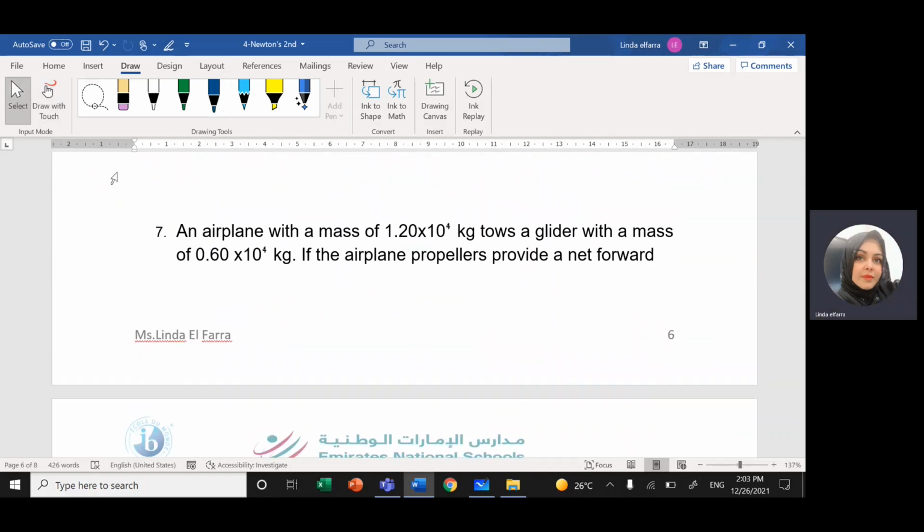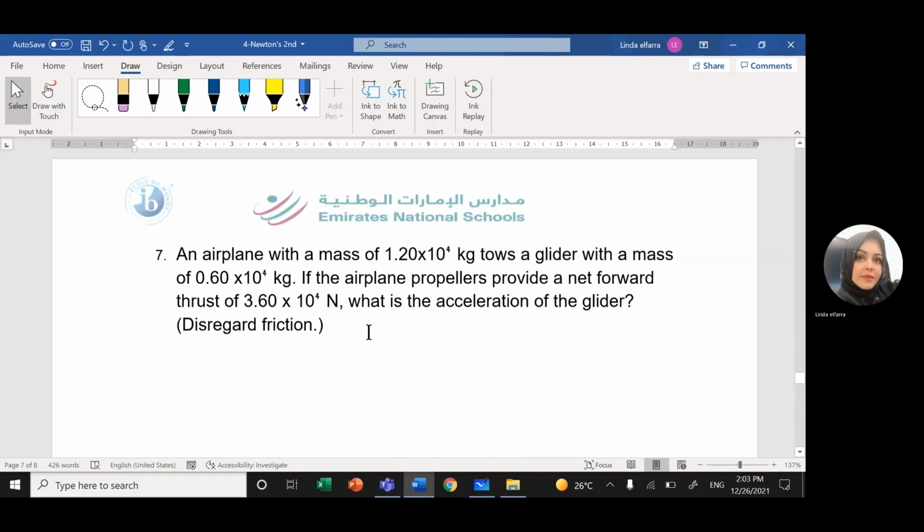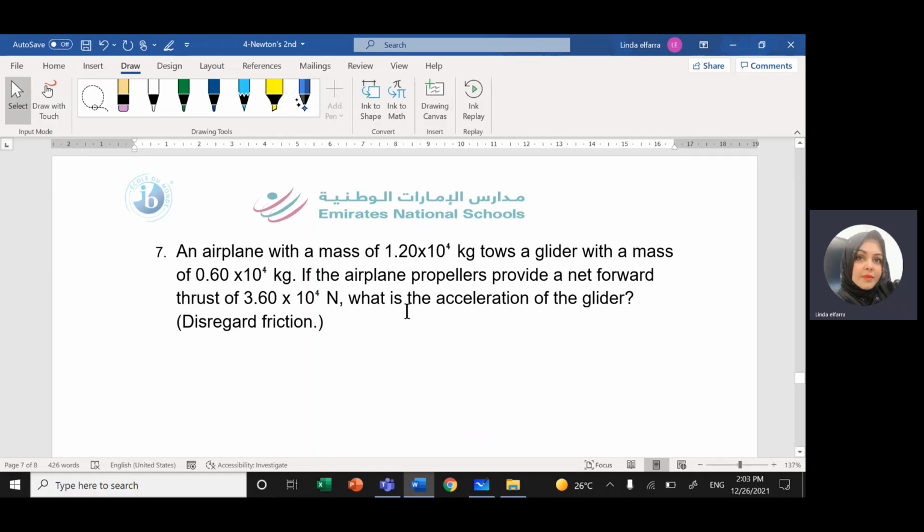Let's solve another question. Here we have an aeroplane with a mass of 1.2 times 10 to the power 4 kilogram that tows a glider with a mass of 0.6 times 10 to the power 4 kilogram. If the aeroplane propellers provide a net forward thrust of 3.6 times 10 to the power 4, what is the acceleration of the glider? So here I have an aeroplane.